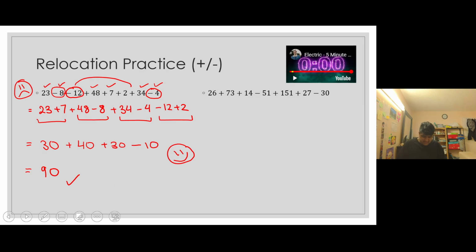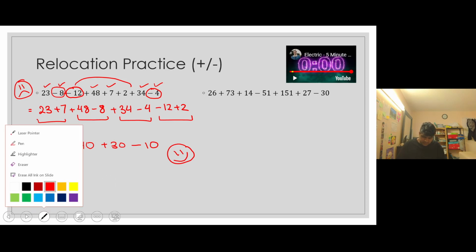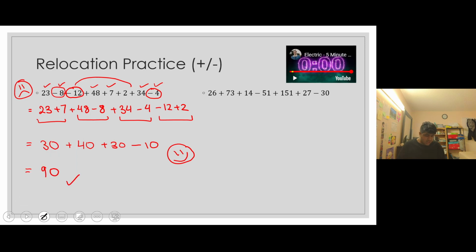Right here on the right-hand side, let's switch colors. Maybe we'll use green. We'll use some Christmas colors to go ahead and do that. So we have, again, finding those negatives. And then the first thing we do is, again, the circling. Let's circle negative 30, negative 51. Those are the only two we really have right now. So let's go ahead and start pairing.